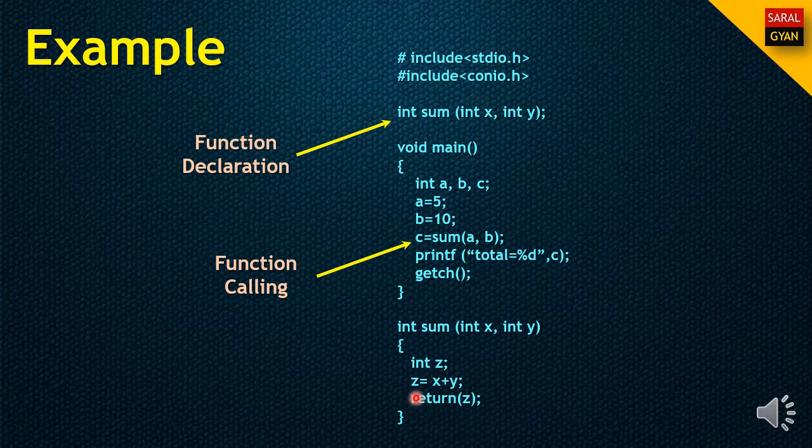After this return, it will again go back to c with the calculated value of the sum, that is in z. So this z value will be assigned to c, and afterwards the next line will execute. That's how this entire processing will be done. Now we will also see its execution in C language, so that it will be more clear to you.